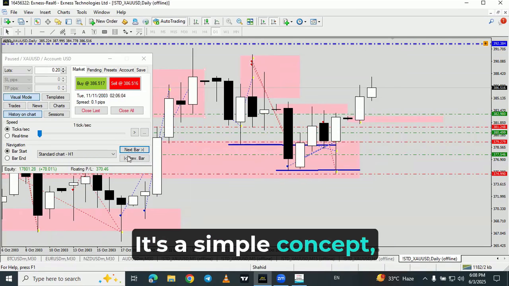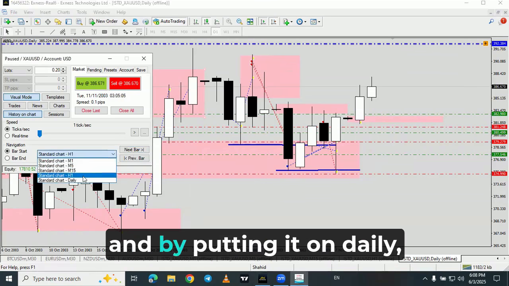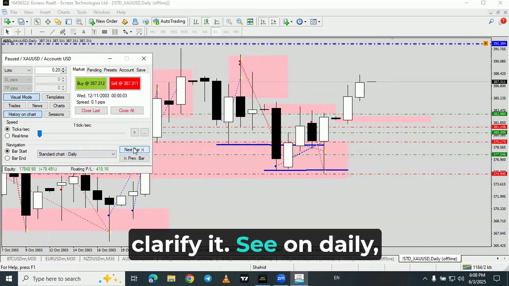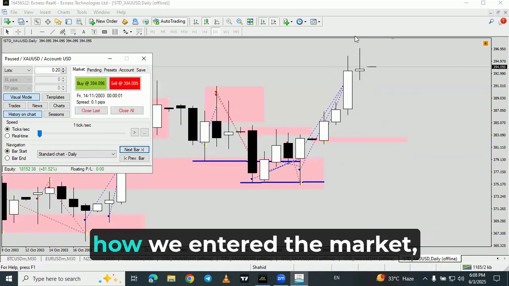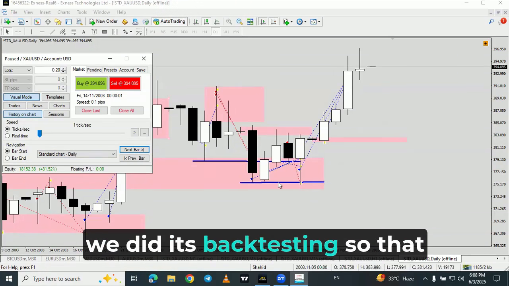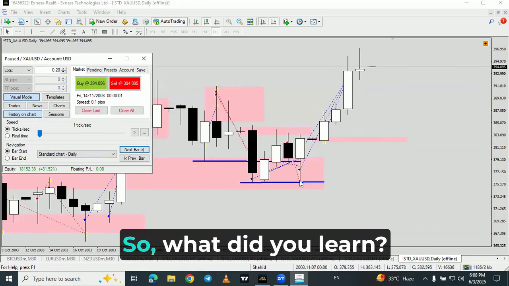It's a simple concept. We have made 3 trades here, and by putting it on daily, we clarify it. See, on daily, the market planned from here, how we entered the market. We did its back testing so that you all get to know. So what did you learn?